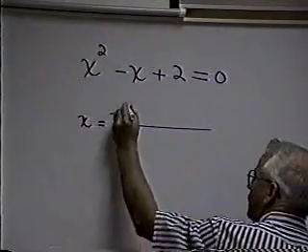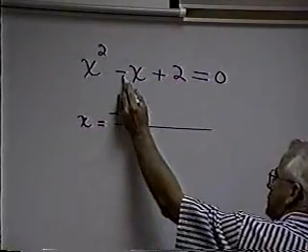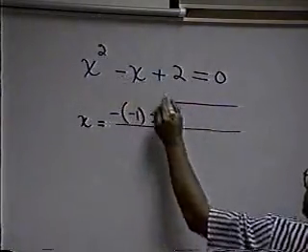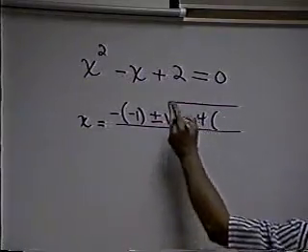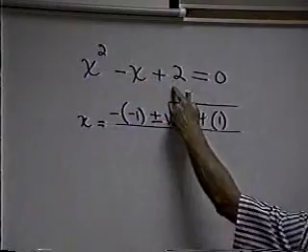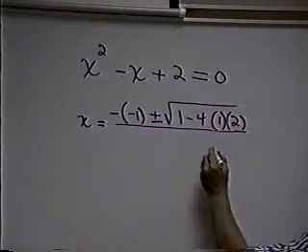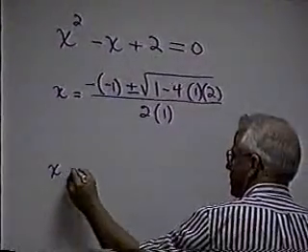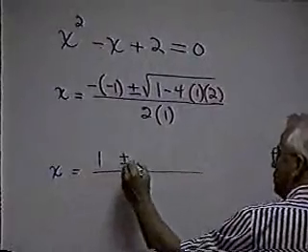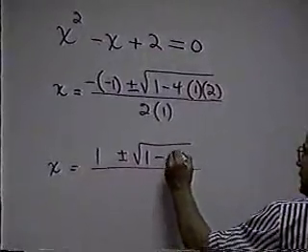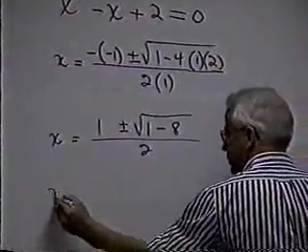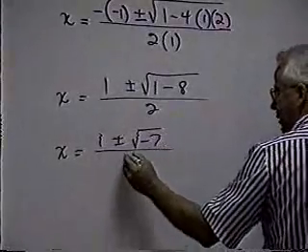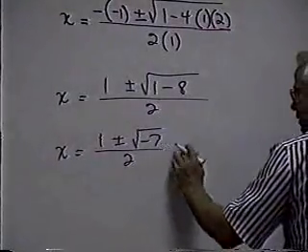The quadratic formula would be x equals minus b, which is minus minus 1, so minus this number, plus or minus the square root of b squared, which is 1, minus 4 times a, which is the x squared coefficient, times c, which is the plus 2, all divided by 2 times a, which is 1. So we get x is equal to plus 1, plus or minus the square root of 1 minus 8, all over 2. So we get x is equal to 1 plus or minus the square root of minus 7, all over 2. I'm going to write this right out here.